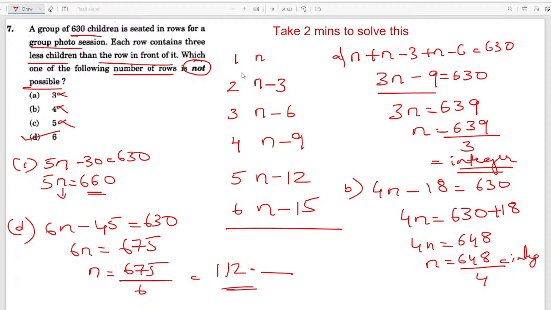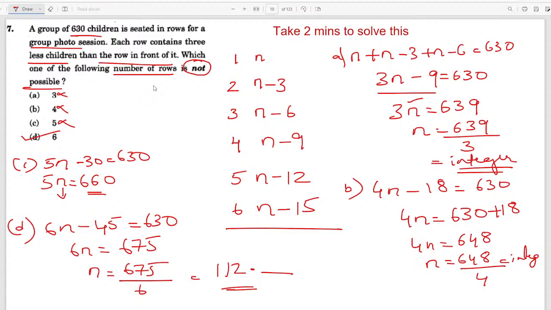What we have to find out is, for example, when we are taking the case of 3 rows, when we add these 3 numbers, n, n minus 3 and n minus 6, it should give 630. That is the total number of students. And then this n has to be an integer. Only if n is an integer can this be possible, and they can be seated in 3 rows. If n is not an integer, then it is not possible.